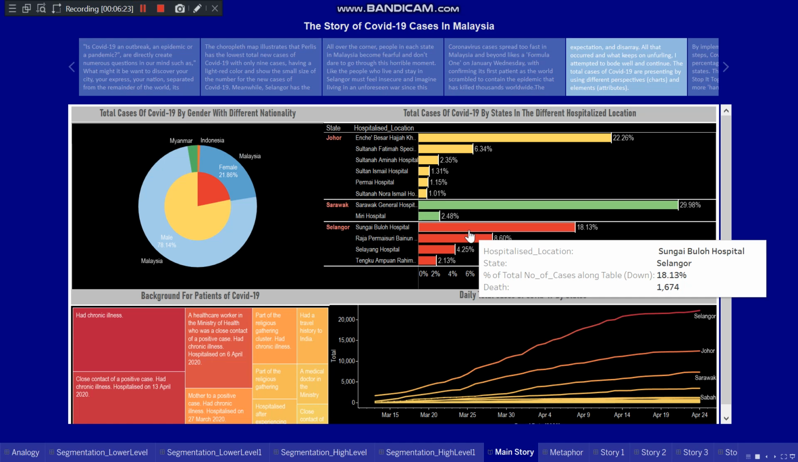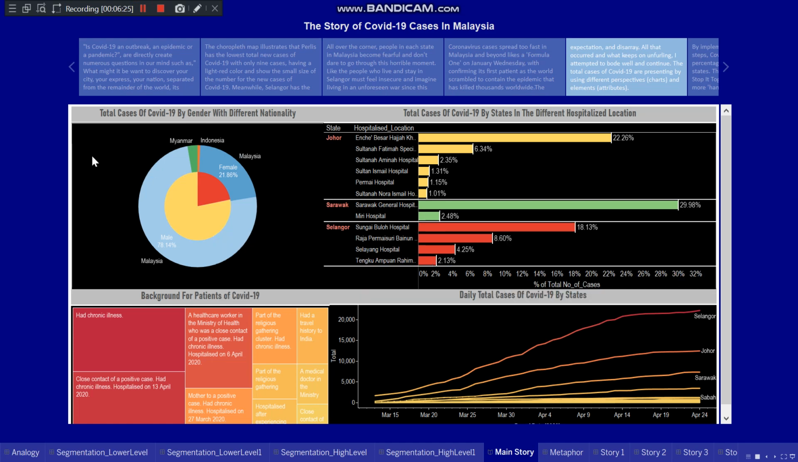From these four charts, we consider that cases of COVID-19 are very horrible and very harmful to the country, and this is presented using different perspective charts and different elements of the attributes. So we can say that COVID-19 spreads in many ways.